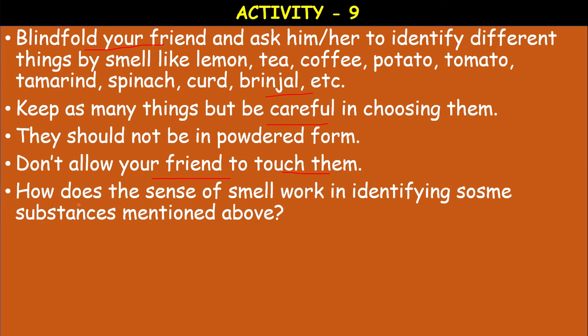How does the sense of smell work in identifying the substances mentioned above? Some substances like lemon, tea and coffee release some chemical substances, and with the help of that, your friend can identify them.